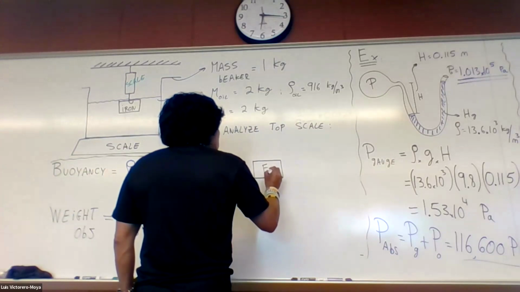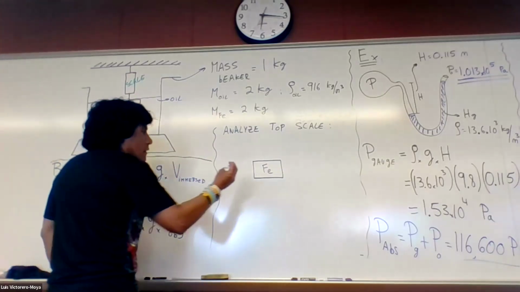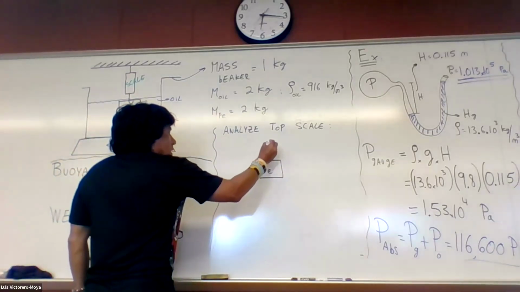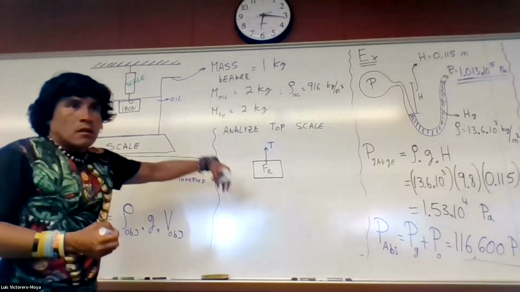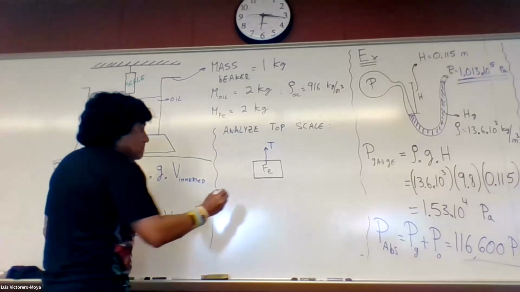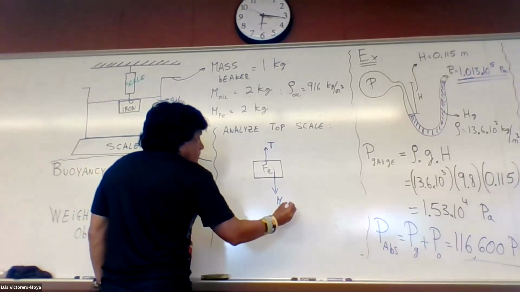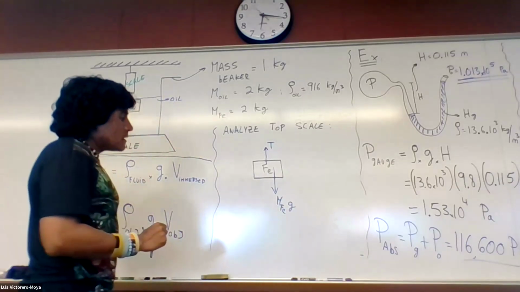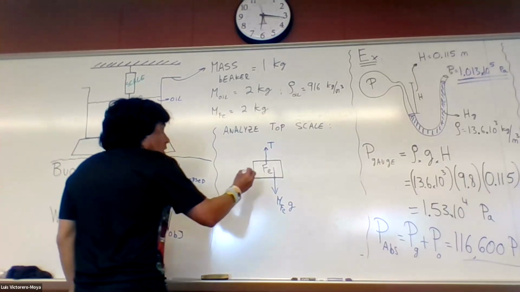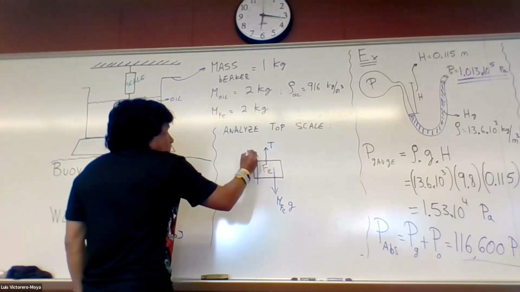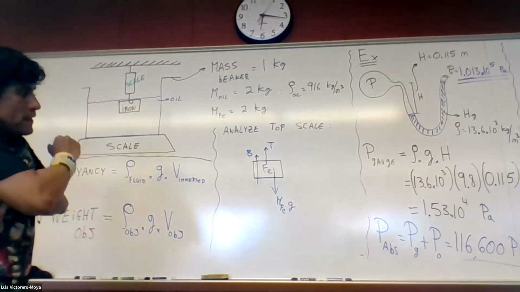So this is iron. And on the top scale, like I said, there is tension. That's the reading. And what else is acting on the iron? Obviously, its weight. The weight of iron, but it is immersed in oil. So, buoyancy due to oil. The object is in equilibrium.